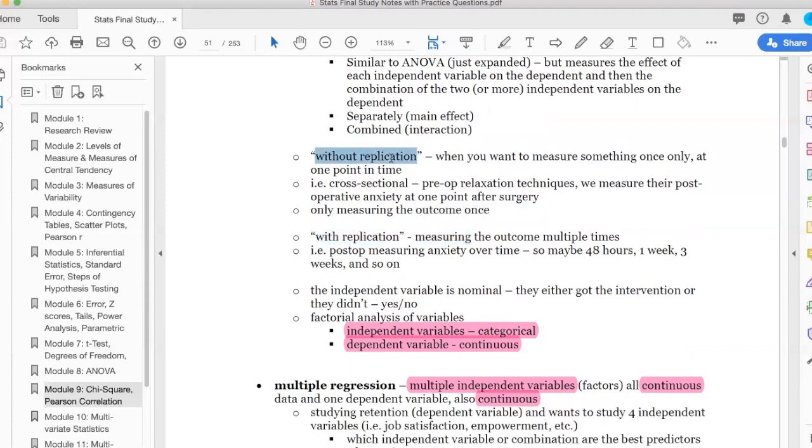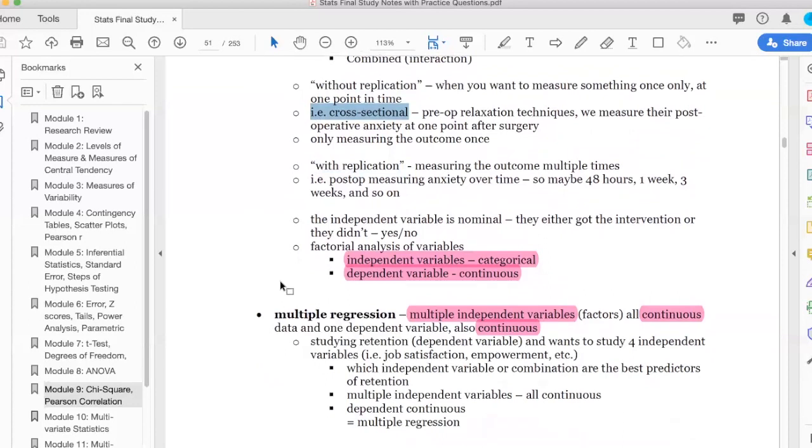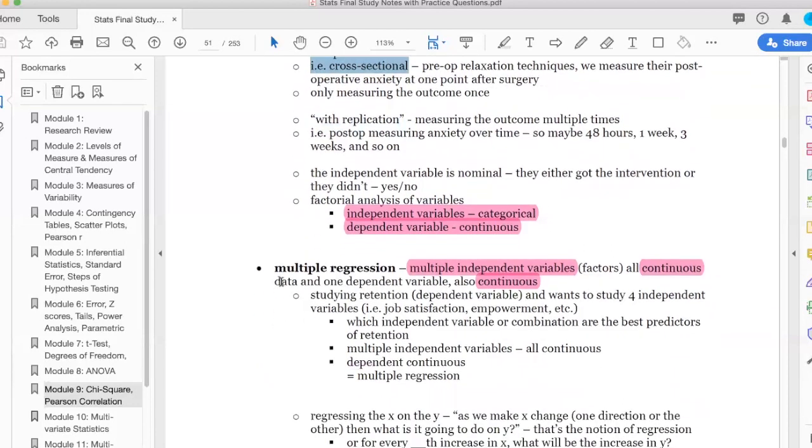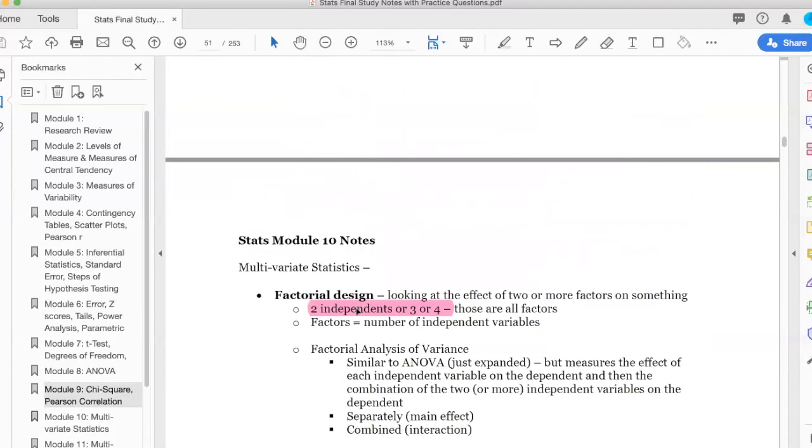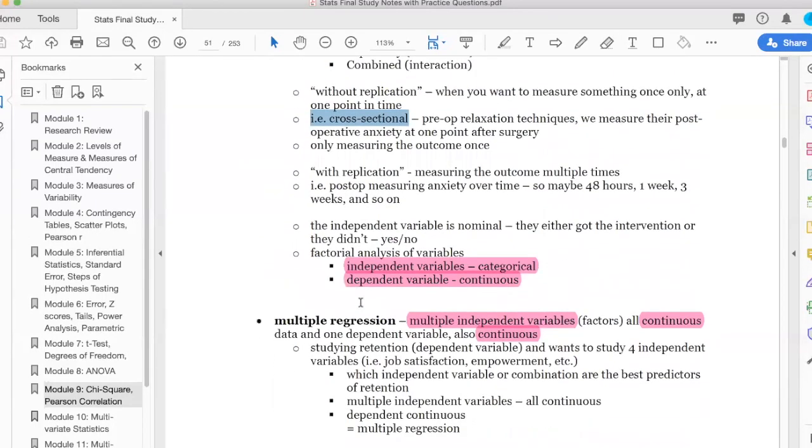So if you see these phrases, without replication and with replication, we're basically talking about the difference between cross-sectional and longitudinal studies. I don't see a huge difference. I would line those up in my head to answer the question. The independent variable is nominal. They either go get the intervention or they didn't. We talked about all this. So in a factorial design, your independent variable is going to be categorical and the dependent variable is continuous.